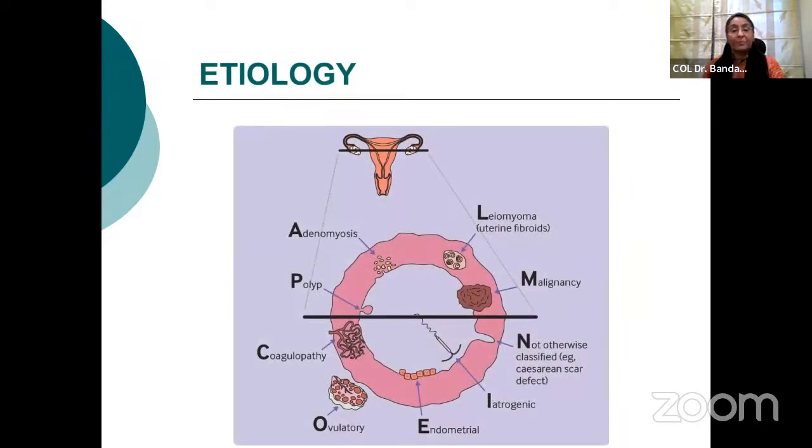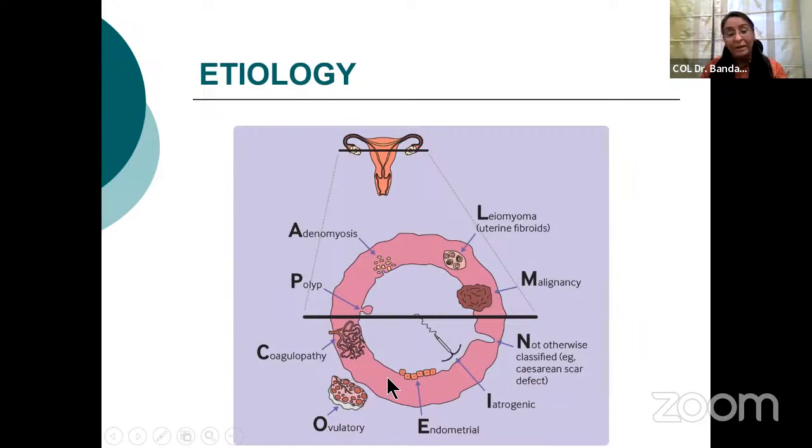Now, this diagram, which I'm showing, very nicely conveys the different etiologies which we see. The upper half deals with the PALM, P-A-L-M. That means polyps, adenomyosis, which is a condition where the endometriotic tissue sits within the uterine wall, leiomyomas or fibroids, and malignancy.